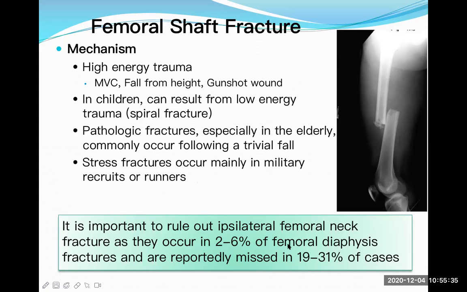Now, some important points quickly. It is important to rule out ipsilateral femoral neck fracture, as they occur in 2 to 6% of femoral diaphysis fractures and are reportedly missed in 19 to 31% of the cases. So what does that mean? Look at this X-ray. Can you see the femoral neck in this X-ray? No. I cannot see it properly. There's not a proper view there. So I need to take this view as well, because in some cases, the femoral neck fracture occurs together with femoral diaphysis fracture.